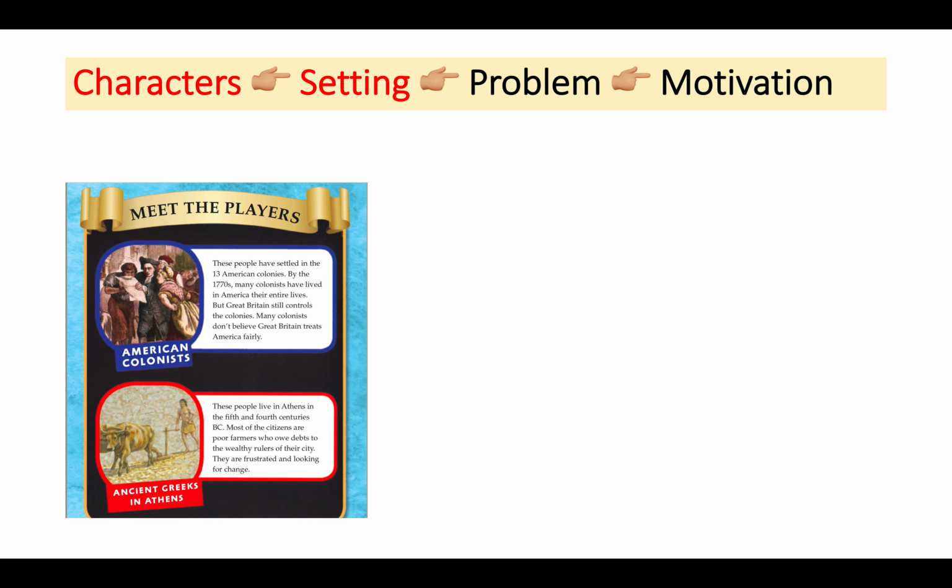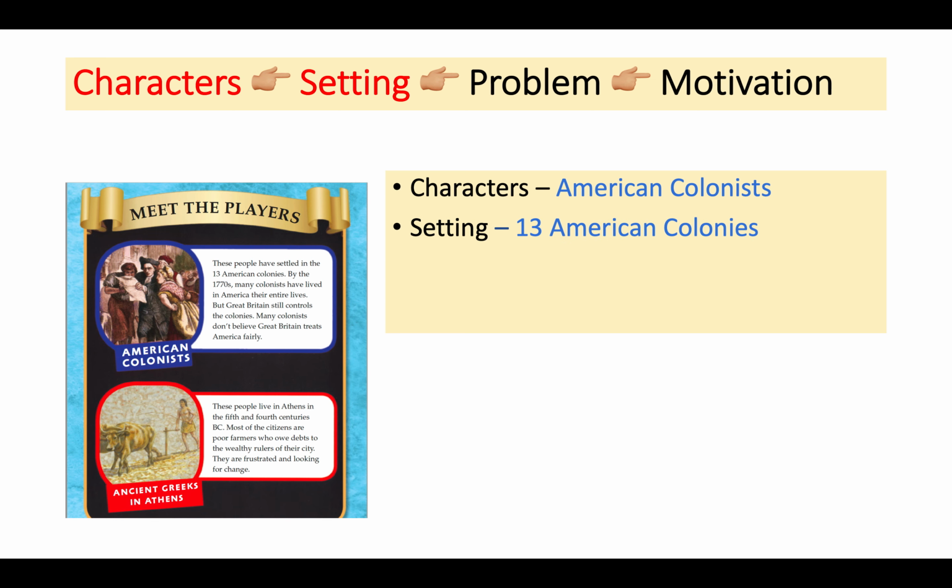A couple of days ago, we were introduced to the characters and the setting, and that's where we're going to start today. We need to go back and remember our two sets of characters and where they're living at this point. We were first introduced to the American colonists, and we know that they're living in the 13 American colonies. I've already explained to you that this is really the United States. It's just that it's a long time ago. We don't have 50 states at this point. We only have 13 American colonies. The time period is the 1770s, and this is about 250 years ago.